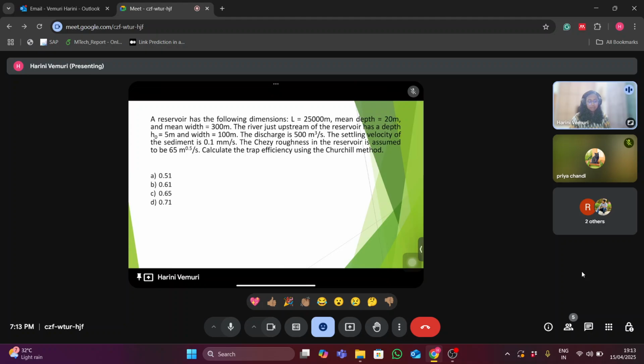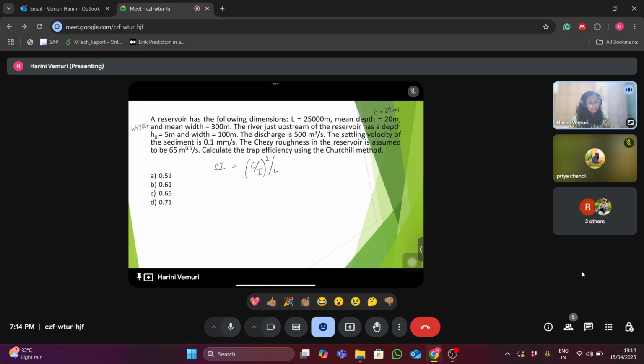So the next one is the question related to estimating the trap efficiency using Churchill method. The Churchill method follows a formula using the sediment index. So first we have to calculate the sediment index value. Sediment index is calculated by (C/I)² / L. The question: a reservoir has the following dimensions: L equal to 25,000 meters, mean depth H equal to 20 meters, and mean width W equal to 300 meters.